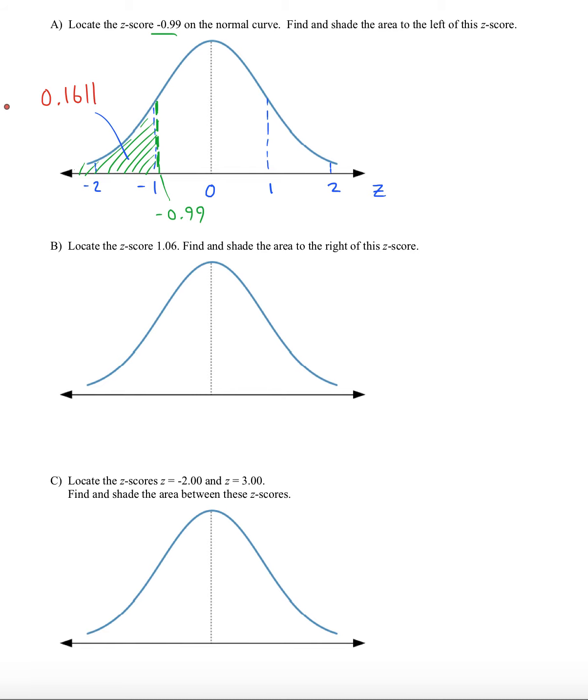Now P is one letter that we often use for these areas, which stands for probability. And we also can write it in the standard notation, which is the probability of a z-score being less than negative 0.99 is approximately 0.1611. Okay, and that one's done.